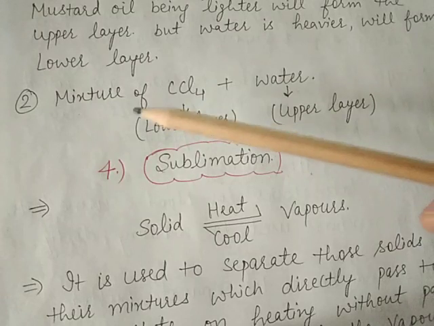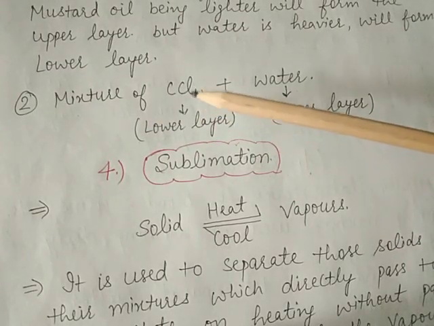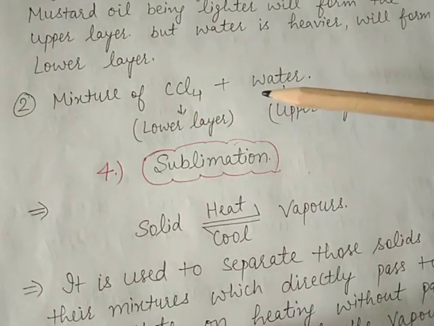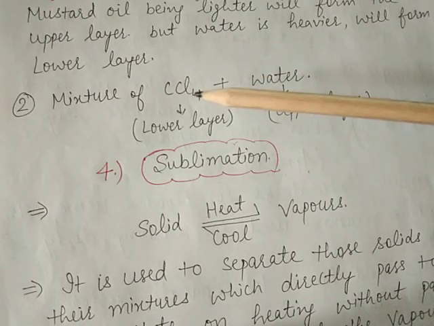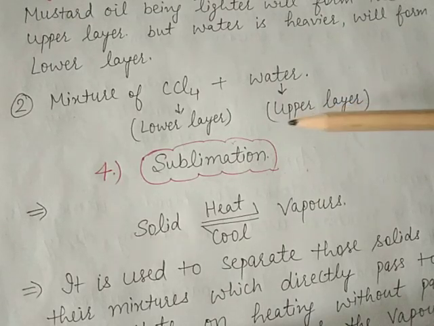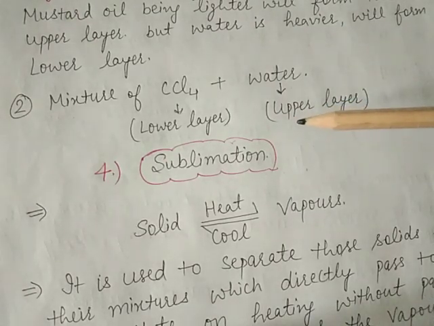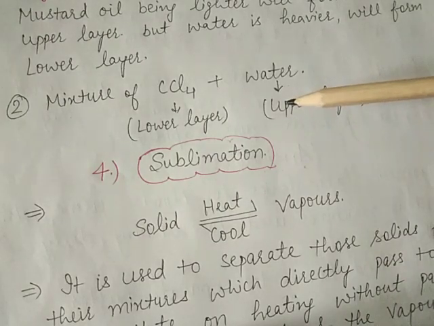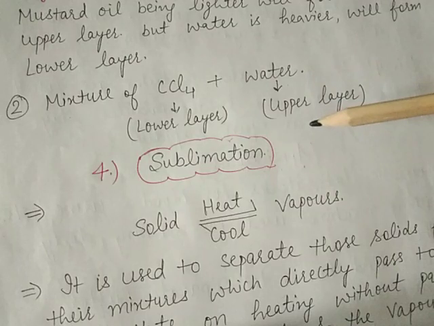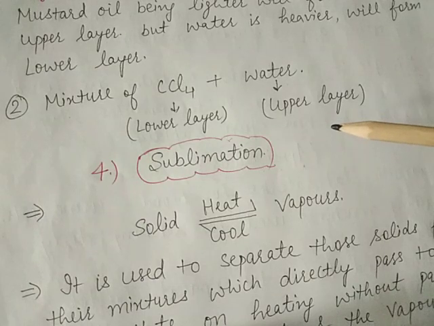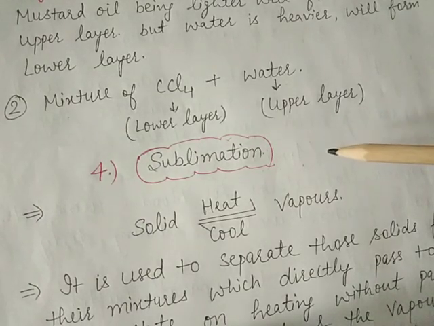Now take a second example. A mixture of CCl4, carbon tetrachloride, and water. It is the same as this. CCl4 will form the lower layer and water the upper layer due to their densities. So this mixture is also separated by a separating funnel with the help of two layers, lower layer and upper layer. These layers depend on the density of the substance.